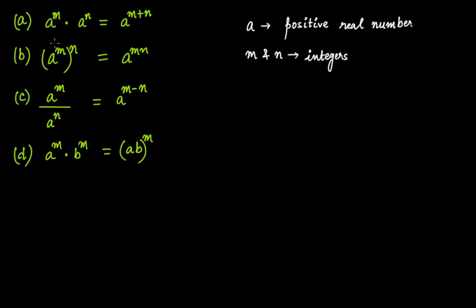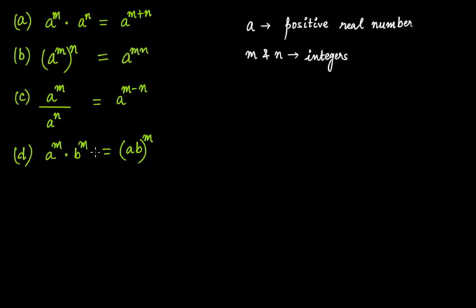It can be positive integers, it can be 0, and it can be negative integers. And then the next law of exponents was a raised to the power of m, whole raised to the power of n, is equal to a raised to the power of m multiplied by n. The third one was a raised to the power of m divided by a raised to the power of n is equal to a raised to the power of m minus n. And the last one was that a raised to the power of m multiplied by b raised to the power of m is equal to a multiplied by b, whole raised to the power of m.